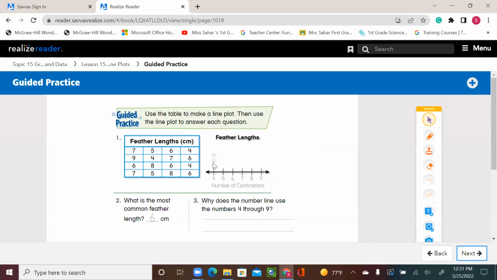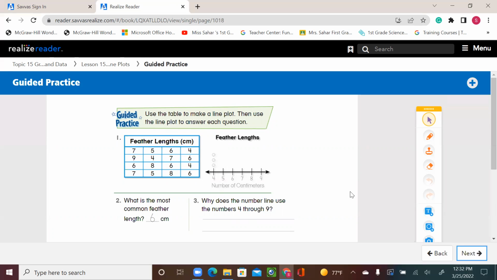So the first one is done for us. 4, that's the lowest number, and this is the length of a feather. And then 9, as I look here, 9 is the highest number. So I'm putting down my information. 4, how many? I have 1, 2, 3. So I have 3 4s.